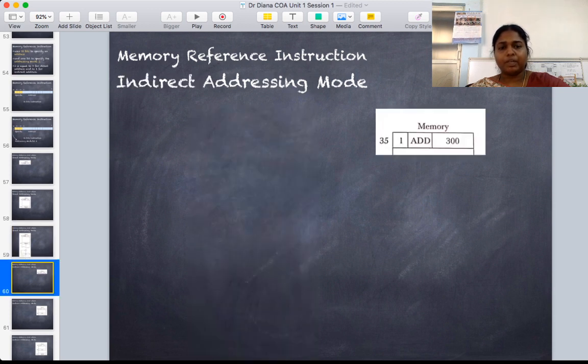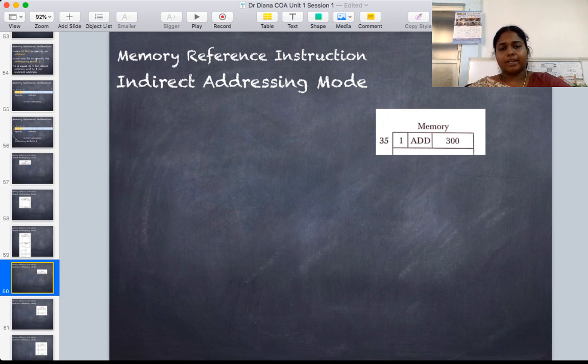This is an example of indirect addressing mode. In indirect addressing mode, you can note that the MSB, or the most significant bit, or the addressing mode bit I, is marked as 1. So the value 1 is given for the most significant bit. And the following 3 bits are used to indicate the opcode, which is given as add. Then the following 12 bits show the address value. Okay, 300 is the address value given. This entire instruction is placed in memory location 35.